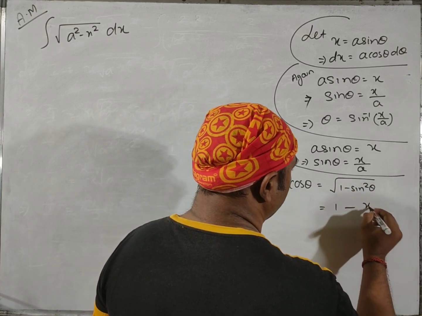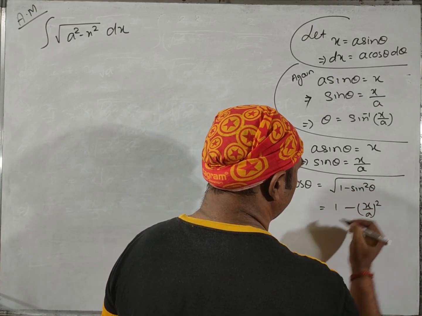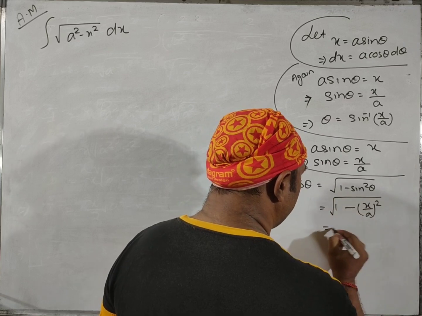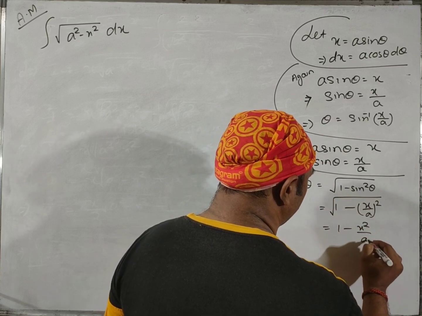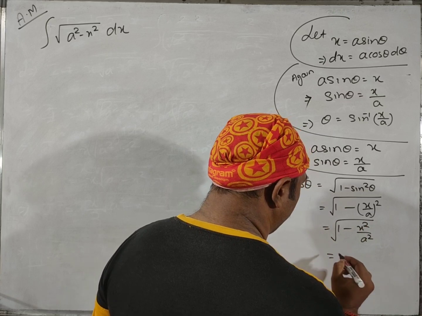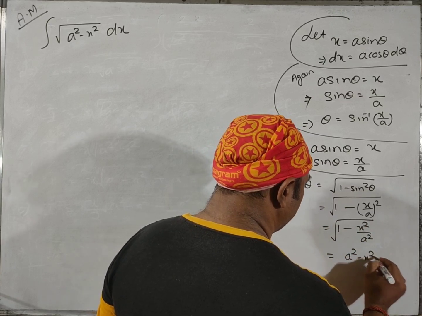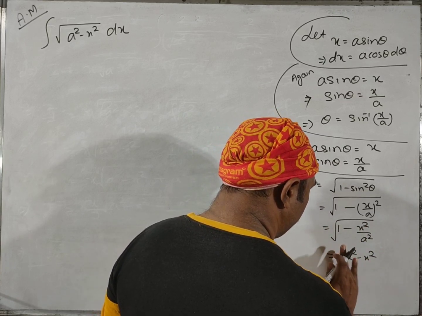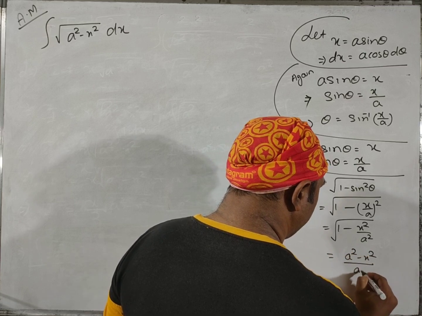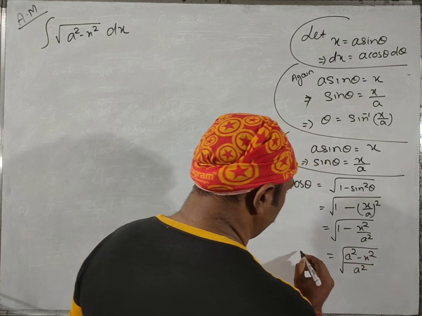Then it is square root of 1 minus whole square of x by a. Then it will be 1 minus x square by a square, and it's the root over. Then it will be a square minus x square divided by a square, and it's the root over.